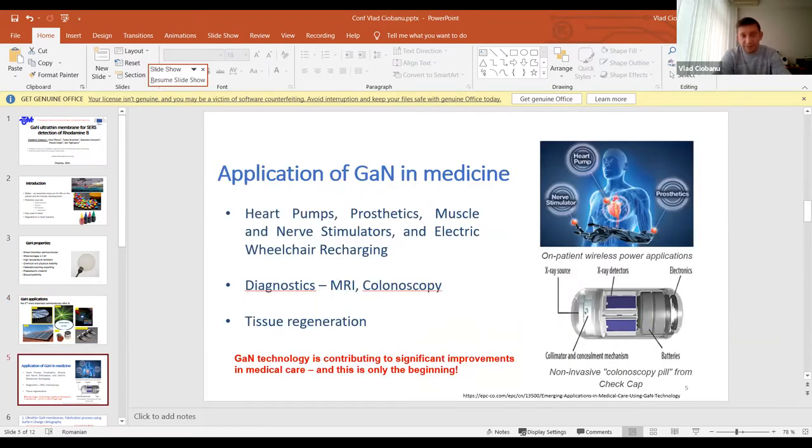Now looking at the applications in medicine, it is already used as parts or as heart pumps in prosthetics. It is used for muscle and nerve stimulators, or for fast recharging of electric wheelchairs. In diagnostics, it can be used for MRI or for colonoscopy. At the level of laboratory, it is also studied for tissue regeneration.